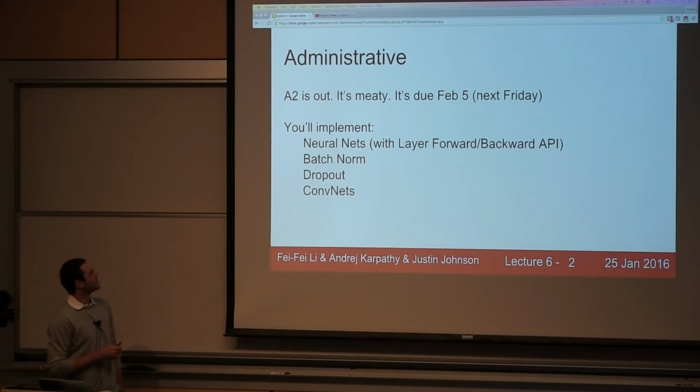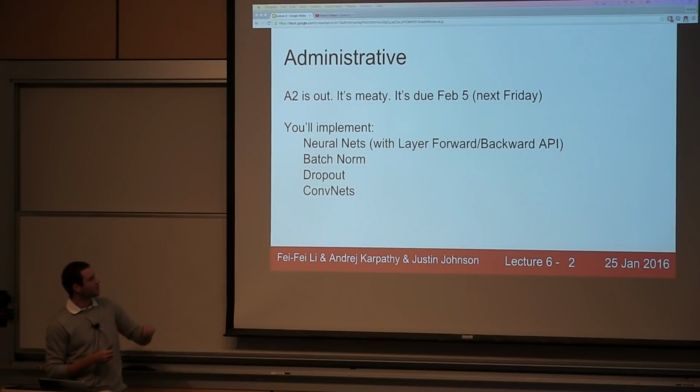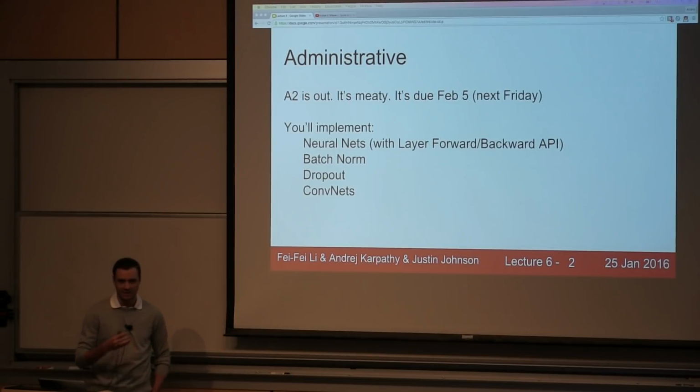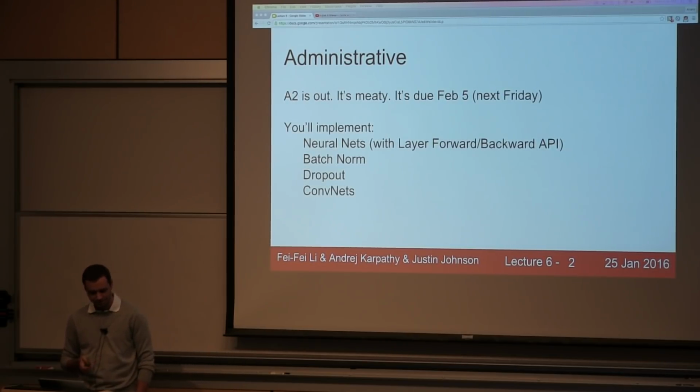Okay, and assignment 2 is out as a reminder. It's quite long, so I encourage you to start earlier. And it's due basically next Friday. So get started on that as soon as possible. You'll implement neural networks with the proper API of forward-backward passes, and you'll see the abstraction of a computational graph. And you'll implement also batch normalization, dropout, and then you'll actually implement convolutional networks. So by the end of this assignment, you'll have a fairly good understanding of all the low-level details of how a convolutional neural network classifies images.